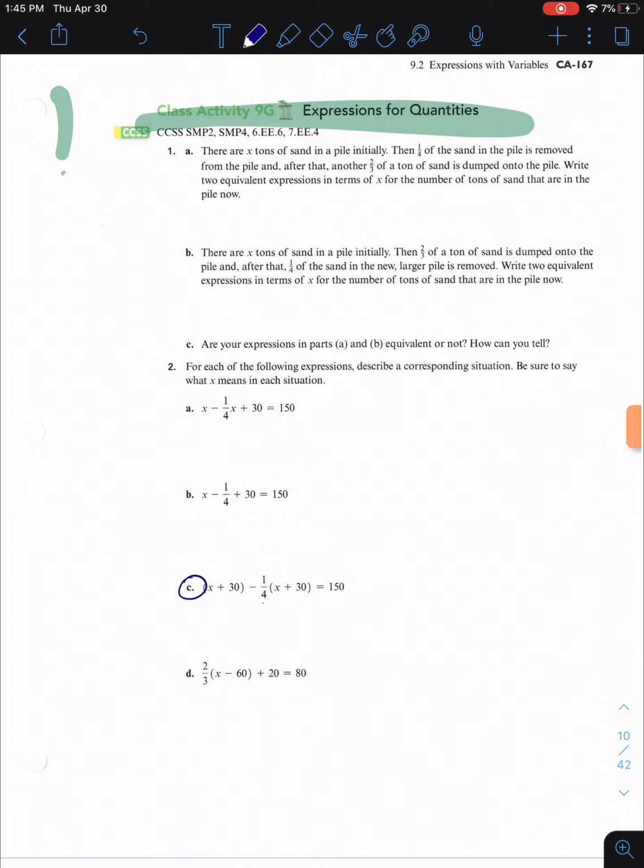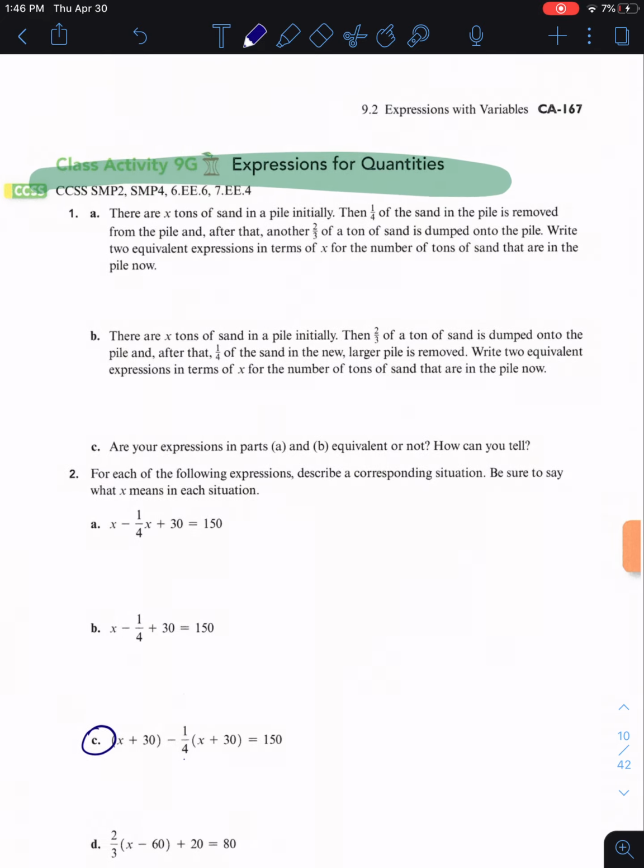Welcome back. Let's take a look at activity 9G. This is where we're going to be making sense of expressions and equations, really, of different situations that are happening, different word problems and word scenarios. So let's take a quick look first.